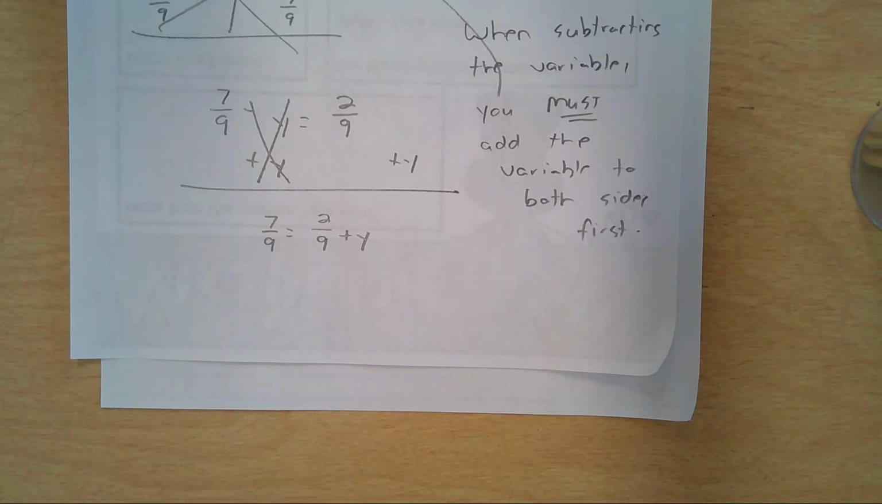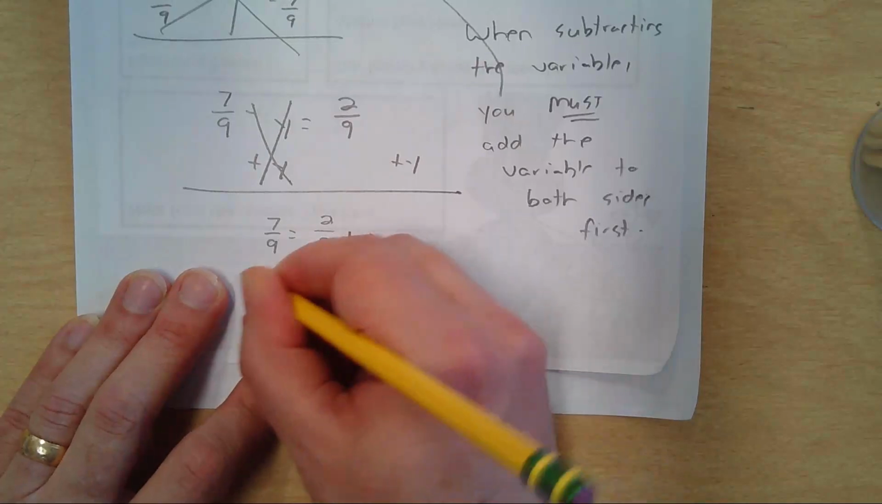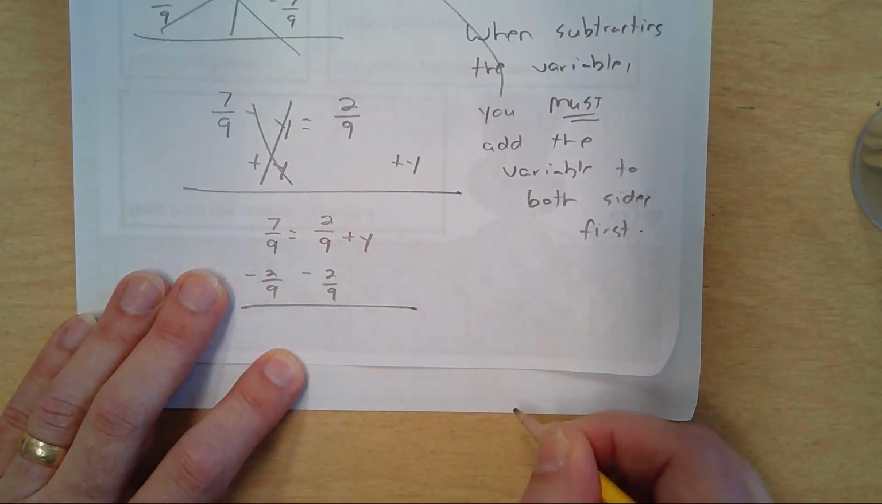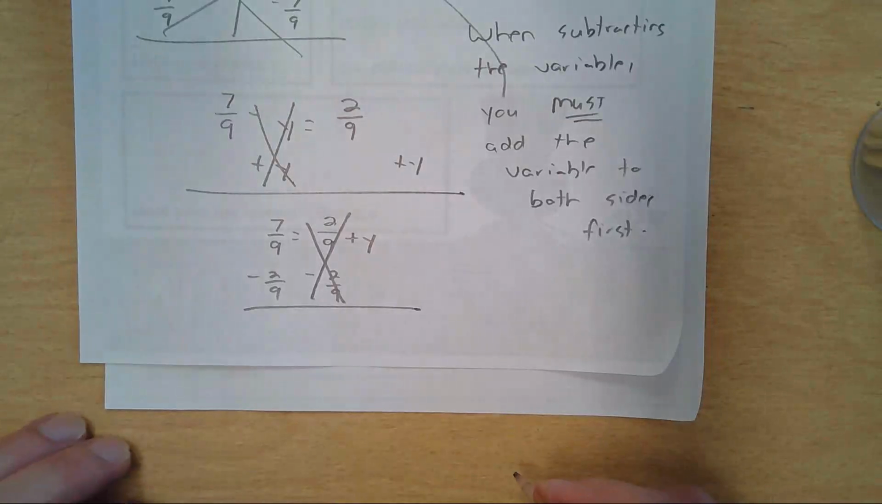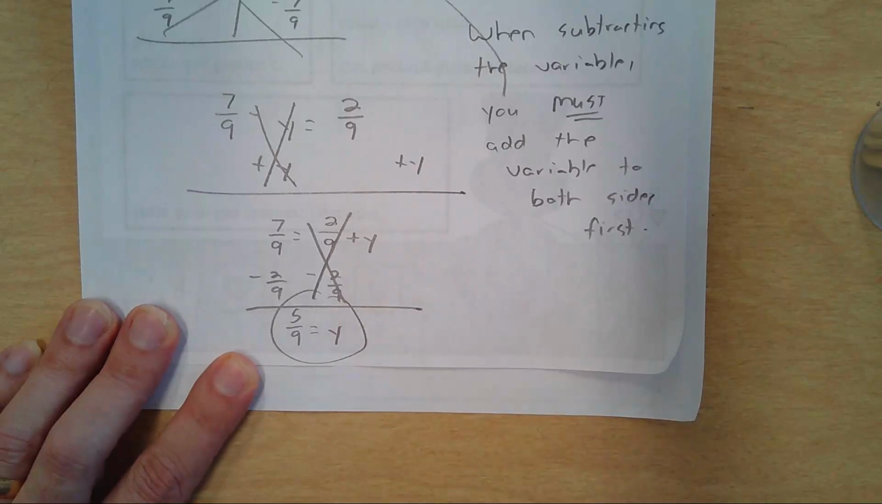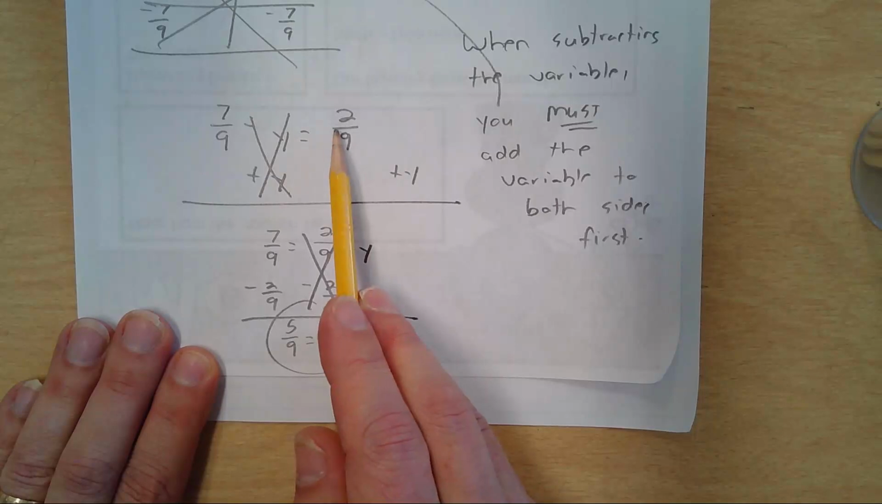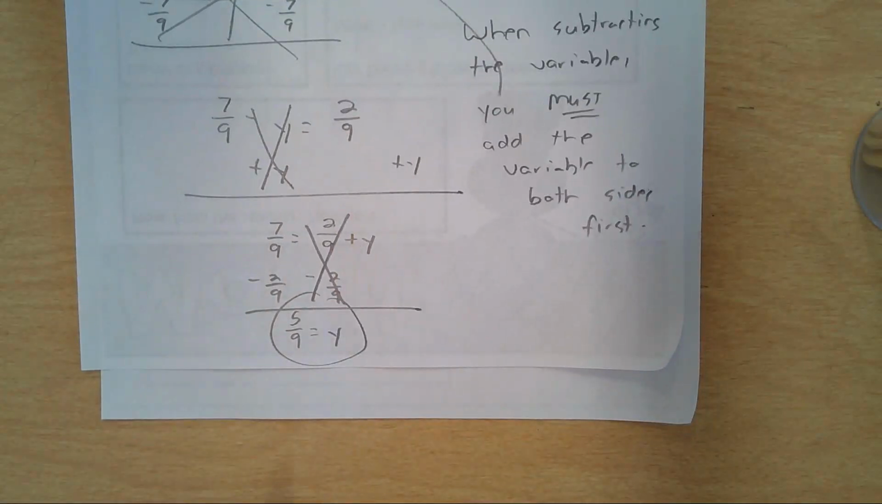What am I doing to y? Adding 2/9 to it. How do I undo that? Subtract 2/9 from both sides. And then I got 7/9 minus 2/9 is 5/9. y equals 5/9. Check: 7/9 minus 5/9 equals 2/9. So, yeah, 7 minus 5 equals 2.